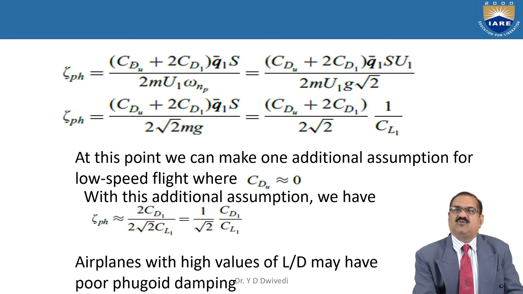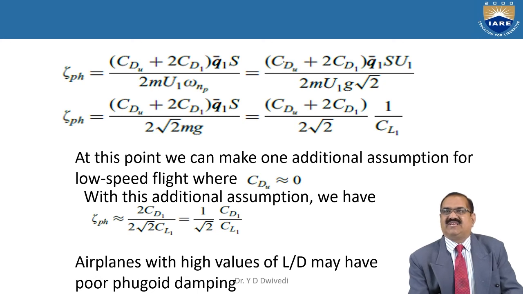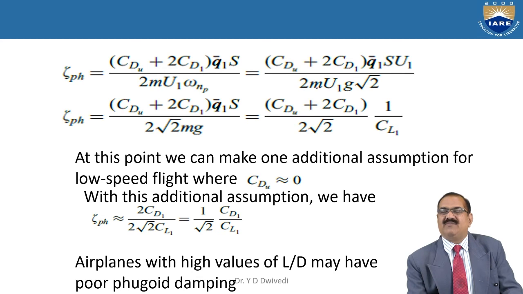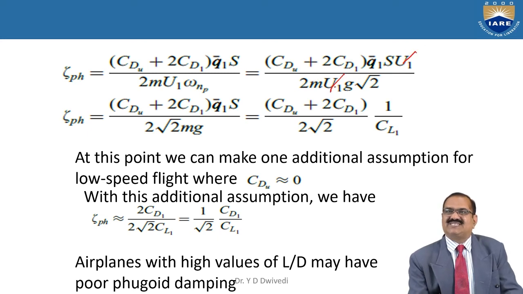So zeta_ph is equal to (C_Du plus 2 C_D1) Q1S divided by 2 m u1 omega_nP. Here we have put that this omega_nP is equal to g root 2 by u1. So this u1 will be cancelled. So here you will get C_Du plus 2 C_D1, Q1S, this u1 and this u1 are cancelled, 2 into root 2 mg.